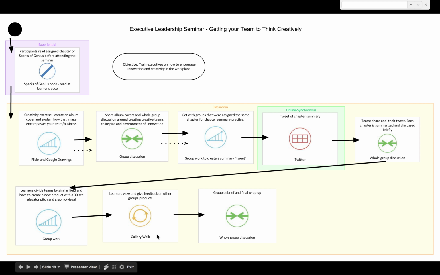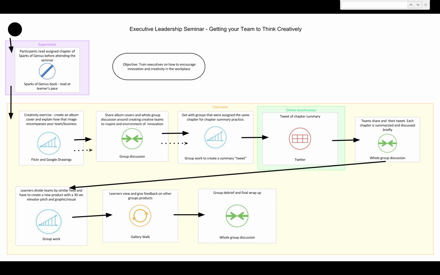So that would be the gallery walk, and then the learners move into a wrap-up and a group debriefing of what they learned that day, and that would be implemented as a whole group discussion. Basically it would just be an open discussion on what everyone can walk away with, what they enjoyed from the day, what are some things that they can take home to their team members, and some ideas that can be done.